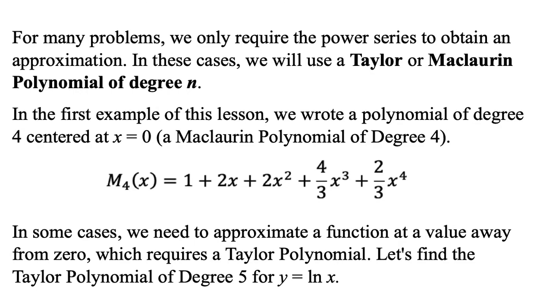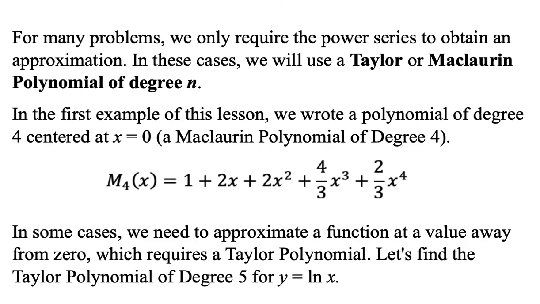For many problems, we only require the power series to obtain an approximation. We did this with integrals in the previous lesson. In these cases, we will use a Taylor or Maclaurin polynomial of degree n. In the first example of this lesson, we wrote a polynomial of degree 4 centered at 0, which was the Maclaurin polynomial of degree 4.